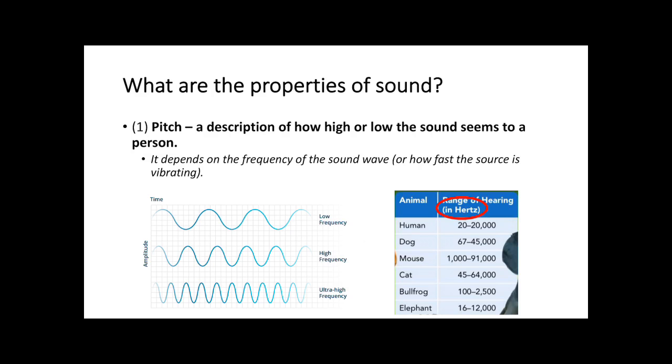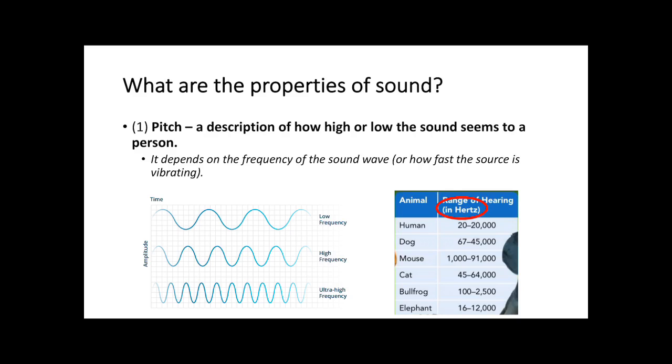What are the properties of sound? The first property of sound is pitch, which is a description of how high or low the sound seems to a person. A high-pitched sound you can think of as something like a bird. A low-pitched sound would be like the sound a cow would make, so a high pitch versus a low pitch.